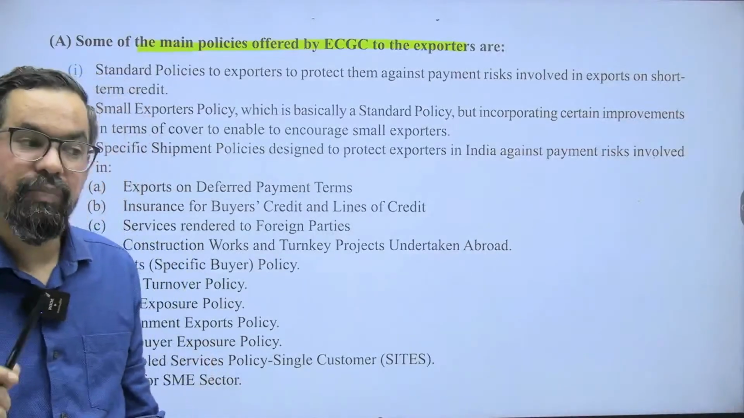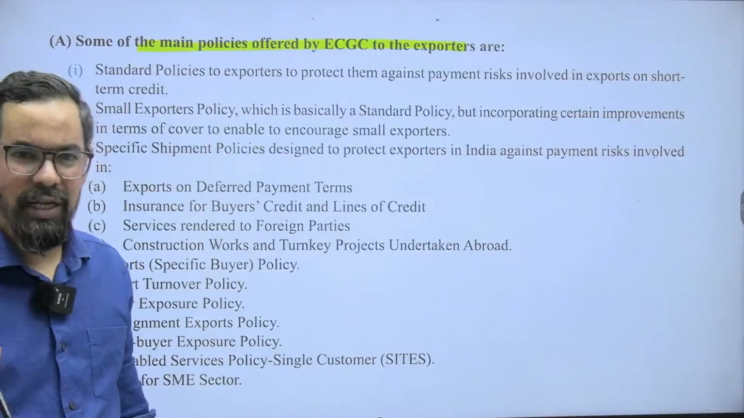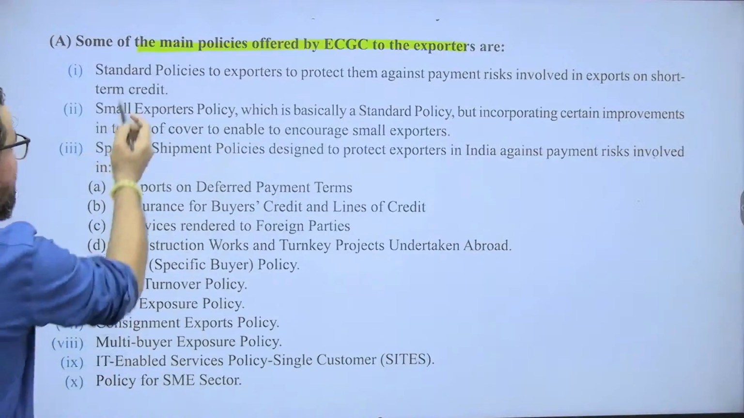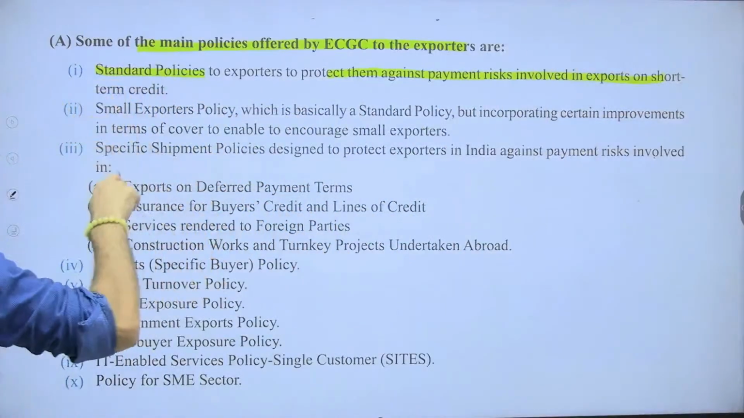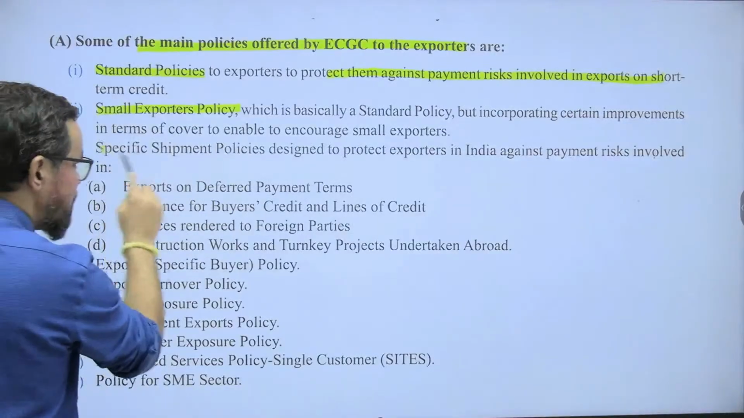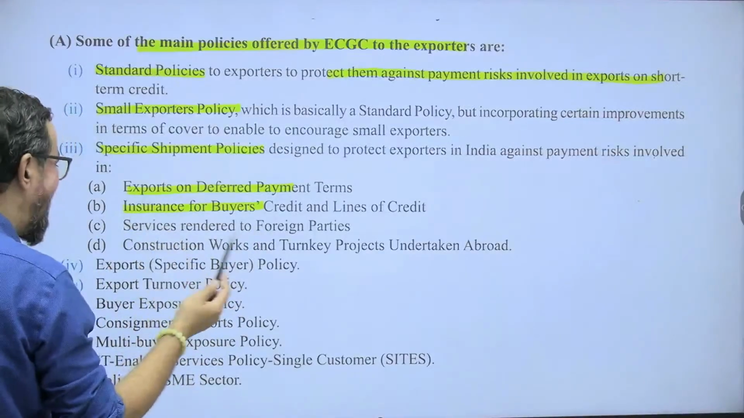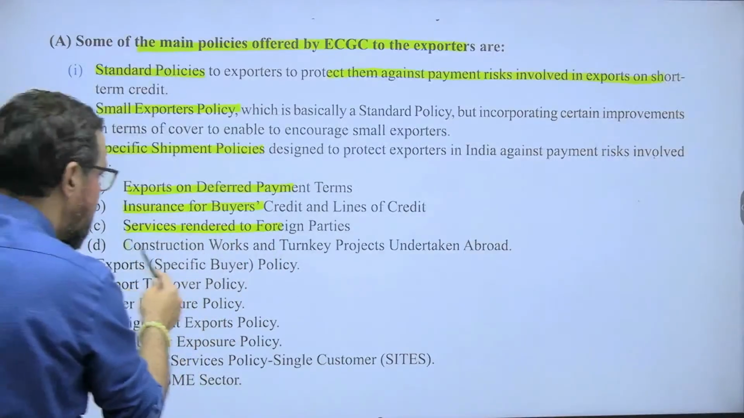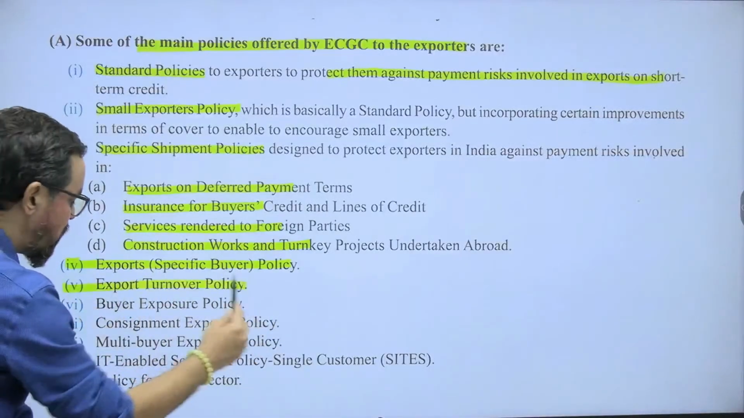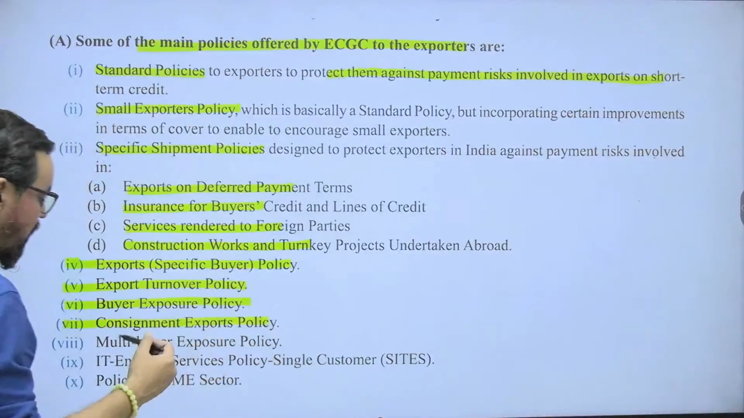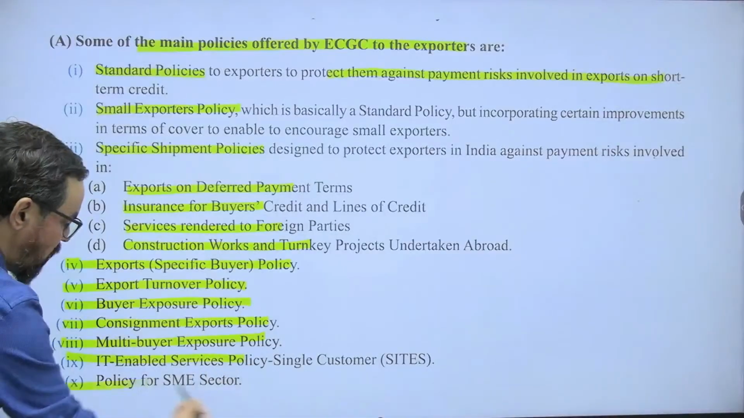ठीक है. We do not have to go through all. Anything which is given in your book or anything which is newly introduced, mostly standard policies are there. ठीक है. And the question will be around those. So standard policies to exporters to protect against payment risk involved in exports on short term, small exporter policy, specific shipment policies, export deferred payment, insurance for buyer's credit, line of credit, services rendered to foreign parties. Then we have construction work and turnkey projects undertaken abroad. Export specific policy, export turnover policy, buyer exposure policy, then consignment export policy, multi buyer exposure policy, IT enabled services and policy for SME sector.